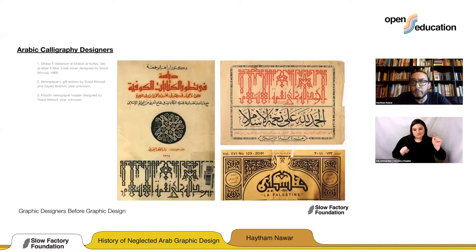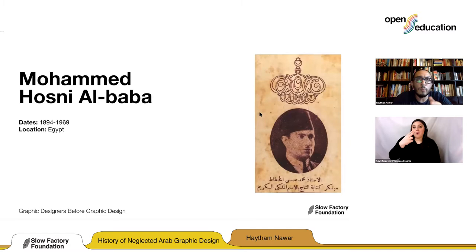And the top right is actually a mix between two beautiful calligraphic styles. The top left is a Kufic by Yusuf Ahmed, and in the middle, Alhamdulillah, ala ni'mat al-Islam, is by Sayyid Ibrahim, whom we'll talk about now. So I chose only two calligraphers from Egypt and one from Algeria, the ones who actually started communicating with the masses in the beginning of the century.